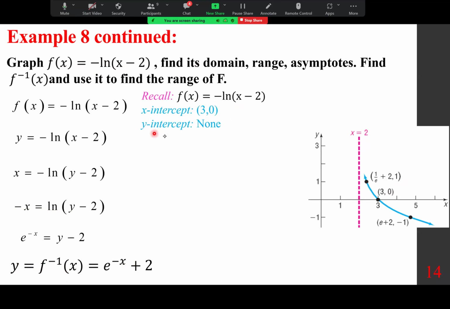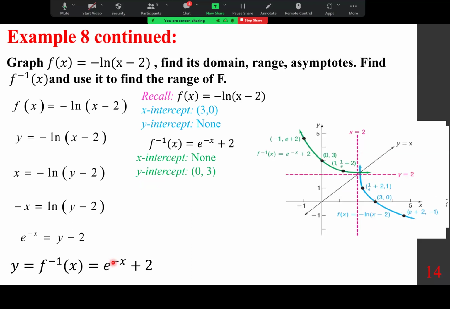And y-intercept, which is none, becomes x-intercept, which is none. So we should recognize that. And you should recognize this is the graph, or you can pick up more pairs to graph. And just to give you an idea, needless to say, symmetric with respect to the line y equals x.